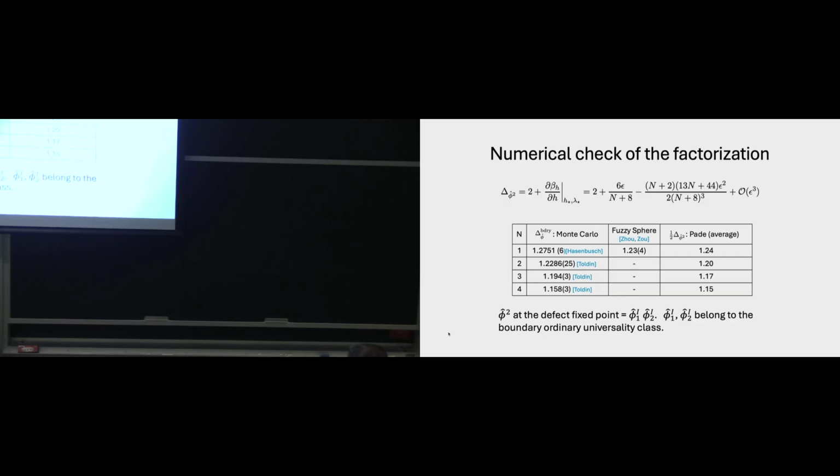which means that the phi hat square operator at the defect fixed point is actually just phi 1 times phi 2, where phi 1 belongs to one of the boundary ordinary classes, and phi 2 belongs to the other boundary. They decouple, and that's why it's twice the boundary value. So it's a very nice check of the factorization property, which has not been done before. You see the difference is within 1% or 2%.